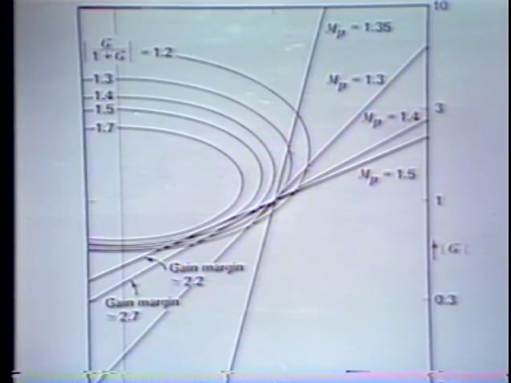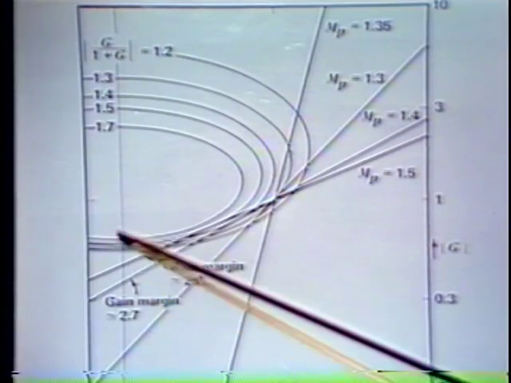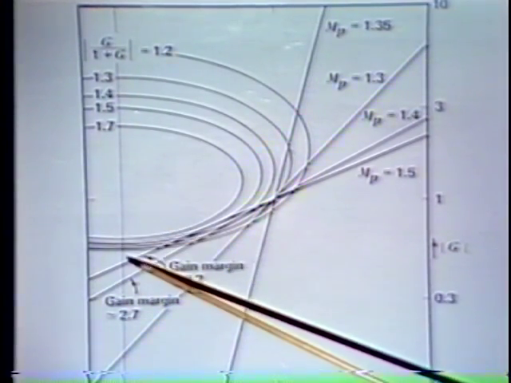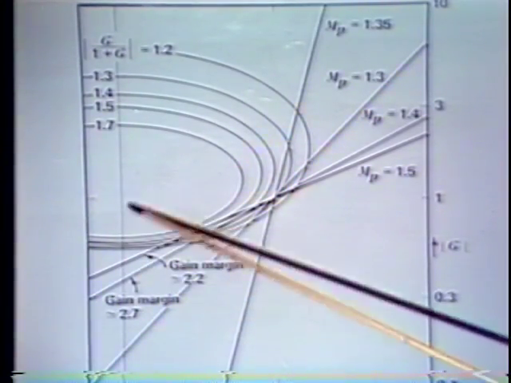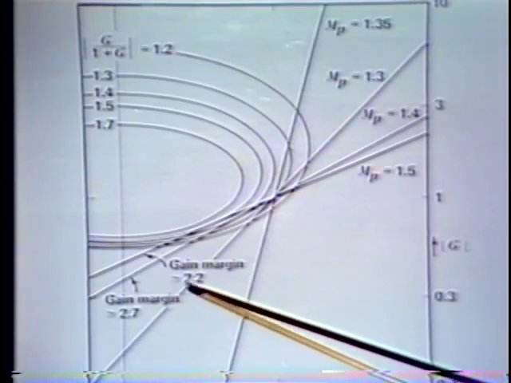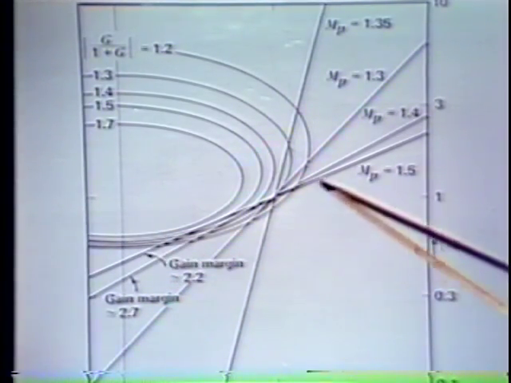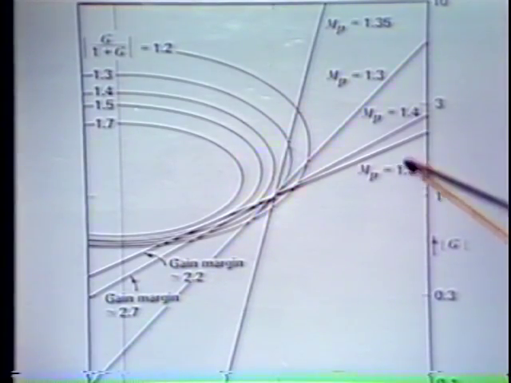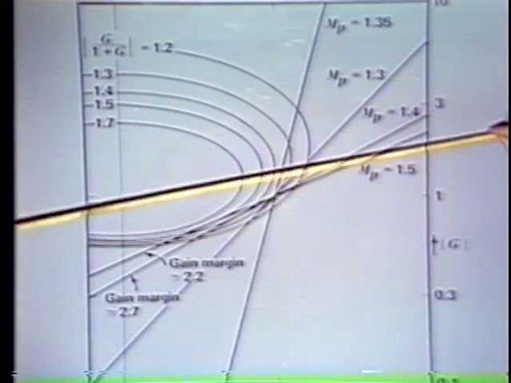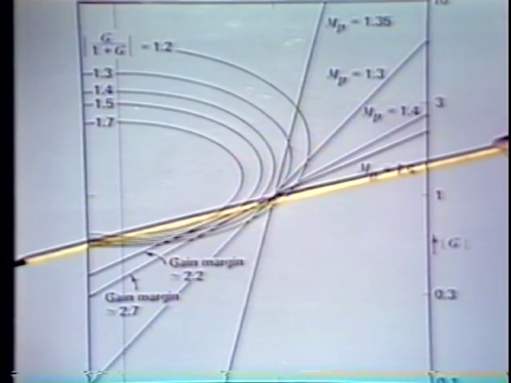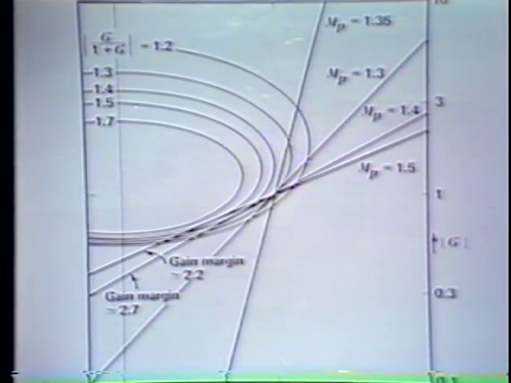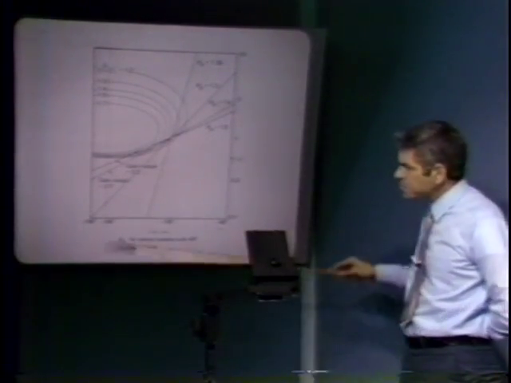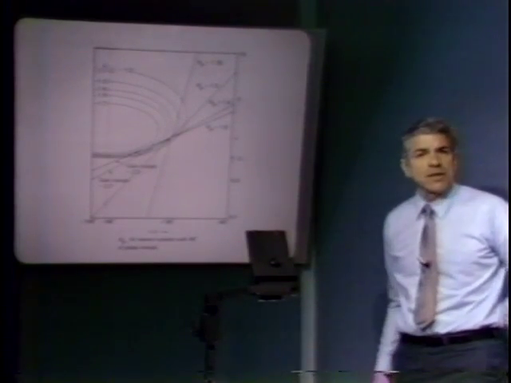But those result in progressively smaller values of gain margin. For example, this distance, here's the magnitude 1 point, and here's our curve going through minus 180 degrees. That distance happens to correspond to a gain margin of 2.2 for the system that has an MP of 1.5. Larger values of MP require correspondingly smaller values of gain margin. As I indicated before, if we have enough gain margin, where enough is possibly 3, then in fact this approximation is a very, very good one.